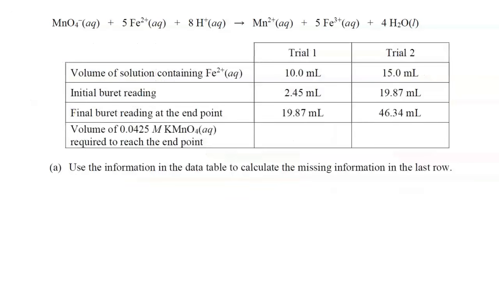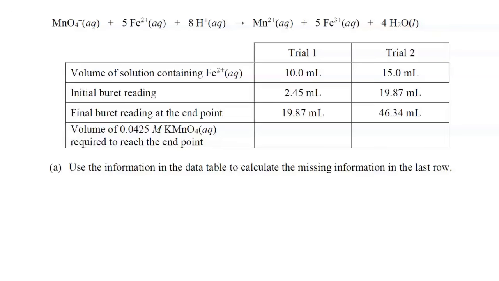Part A. Use the information in the data table to calculate the missing information in the last row. So we're looking for the volume of the titrant, the potassium permanganate, that was required to reach the endpoint. And this is based on the buret readings, the difference between the final buret reading and the initial buret reading.